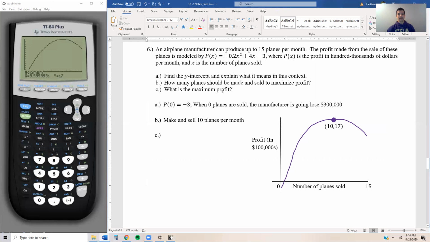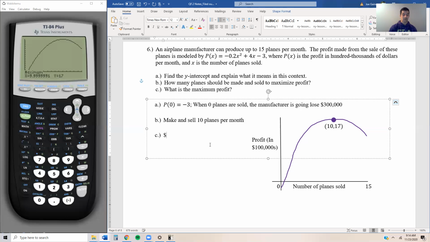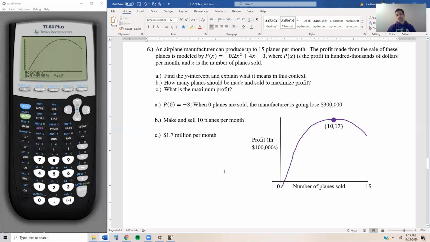Question C says, what is the maximum profit? Well, again, profit is the y coordinate here. So I'm going to go to my graph. The y coordinate is 17. Now remember, 17 is in hundreds of thousands of dollars. So actually what I have here is $1,700,000, or a maximum profit of $1.7 million. If you wrote that all out, that's okay. If you wrote $1,700,000, that would be okay. Or $1.7 million per month is the maximum profit.